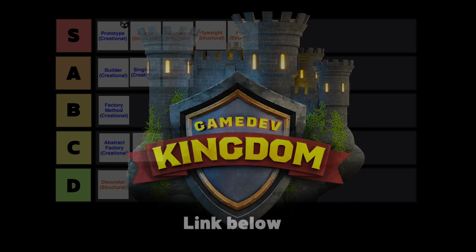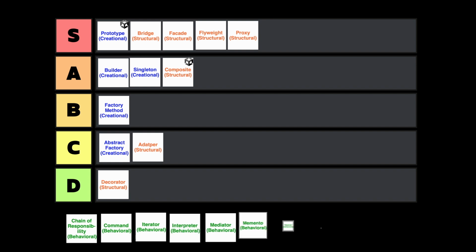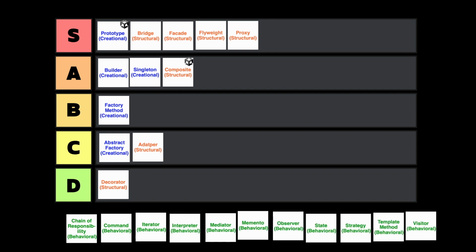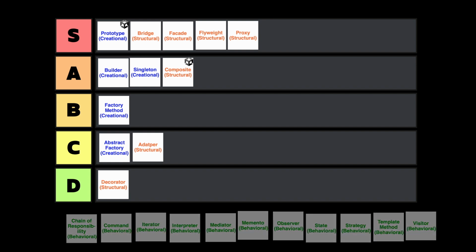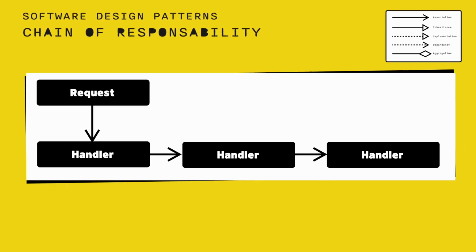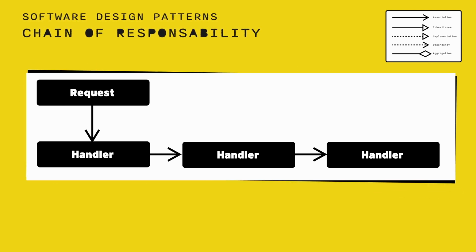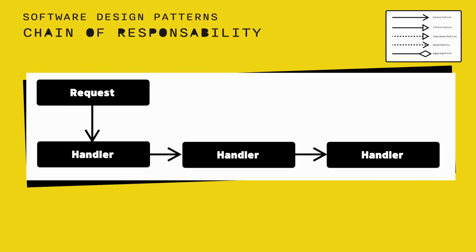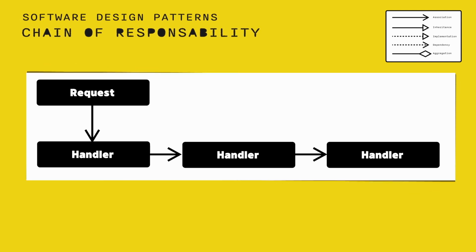Now let's go over 11 behavioral patterns, and I tell you already, some have lots of similarities. The first behavioral pattern is called chain of responsibility. Basically, a request goes through a chain of handlers, and each handler decides to process the request or pass it on. This is useful when you need a sequence of checks.